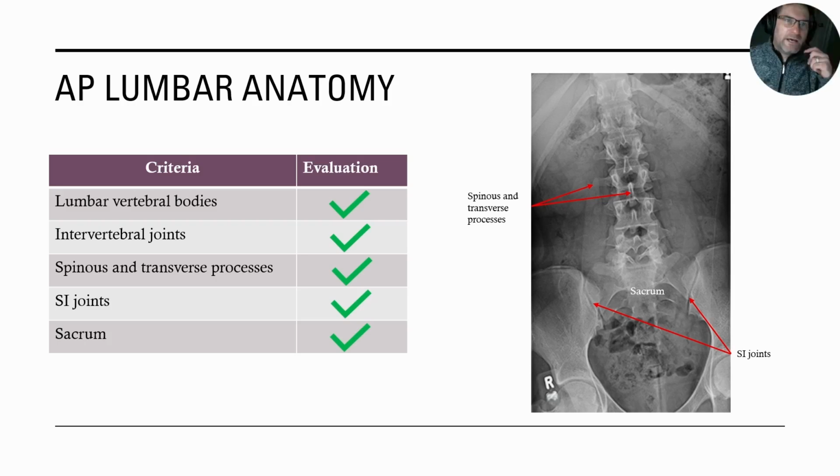Our lumbar anatomy, we have our lumbar bodies, intervertebral joints, spinous and transverse processes, SI joints, and sacrum. They all are labeled in this drawing, and you can see them very well. So I marked them all good.